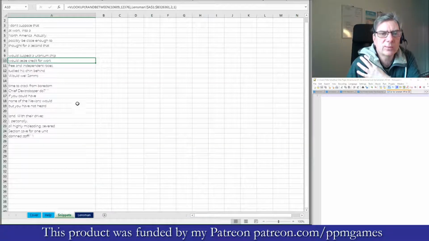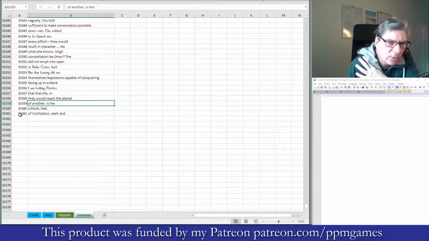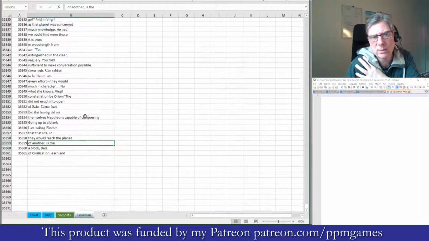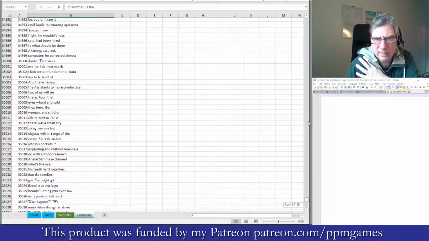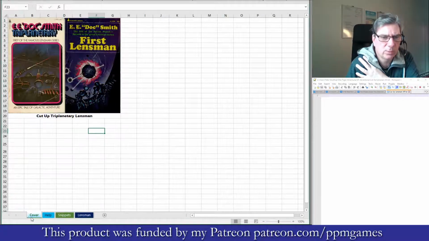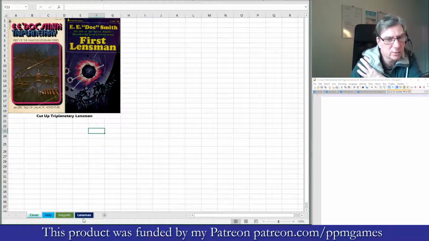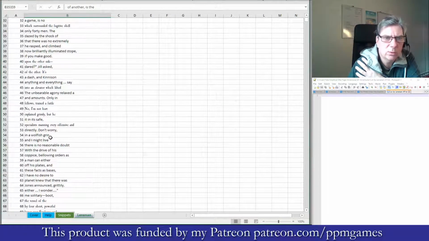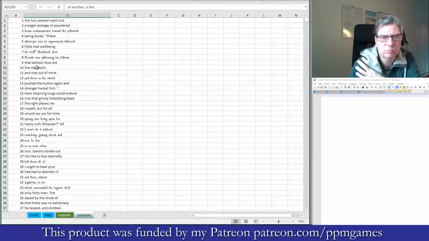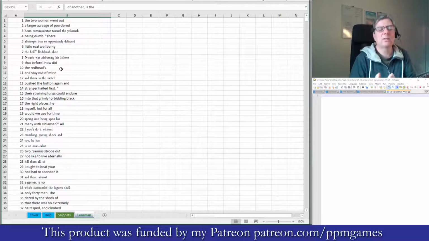Behind here, I also have the spreadsheet. Now, in the spreadsheet, on this bit, there's 35,361 snippets, and that is all of the text from Interplanetary by E. Doc Smith and First Lensman. So these are the first two books in the Lensman series. So I have chopped nearly all of the text up into little snippets of 3 or 4 words or 2 words, and then randomized it all.